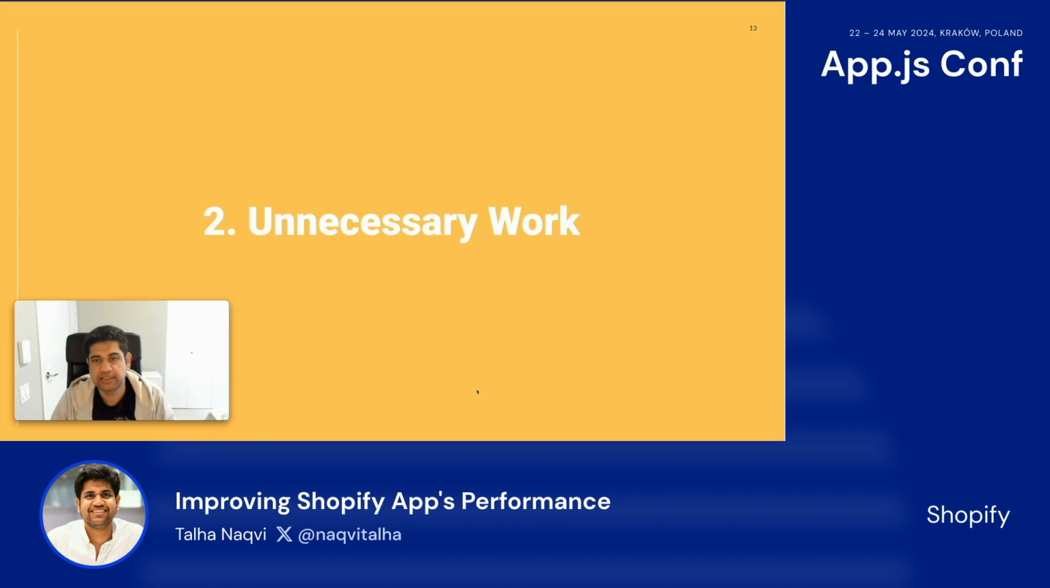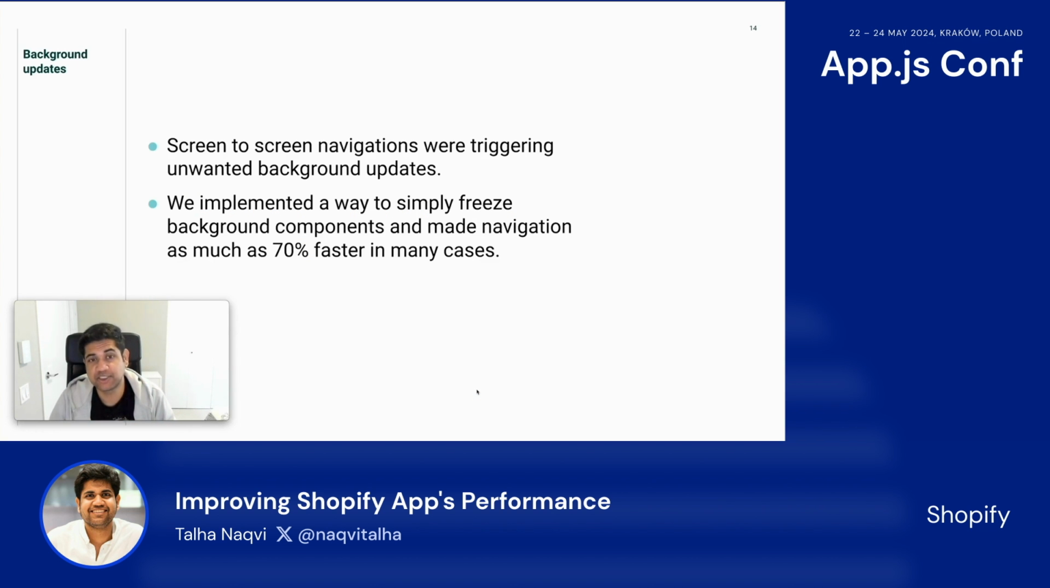All right, let's look at the second type of problem that we found. That's unnecessary work. This is the work that shouldn't be done at all. It could be repetition, or it could just be inefficient code. The biggest instance of this in the Shopify app was background updates.